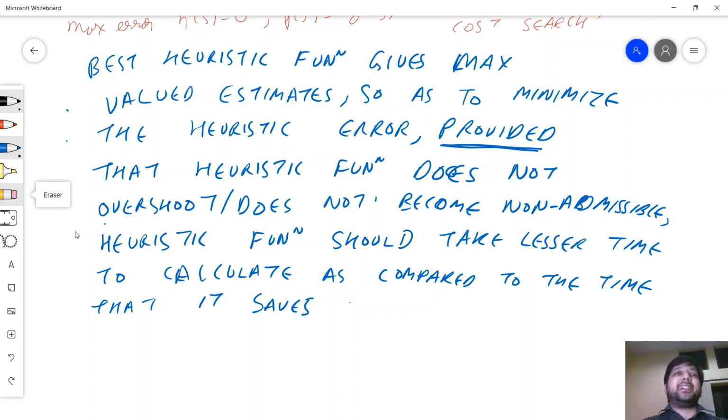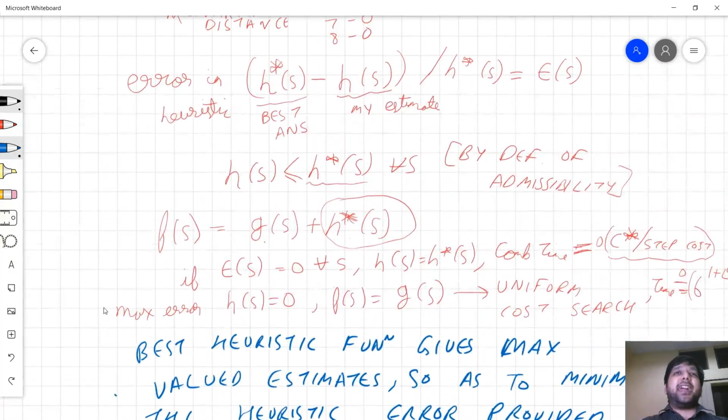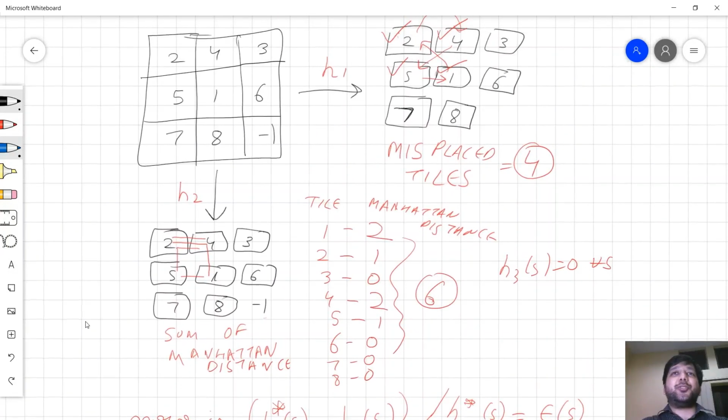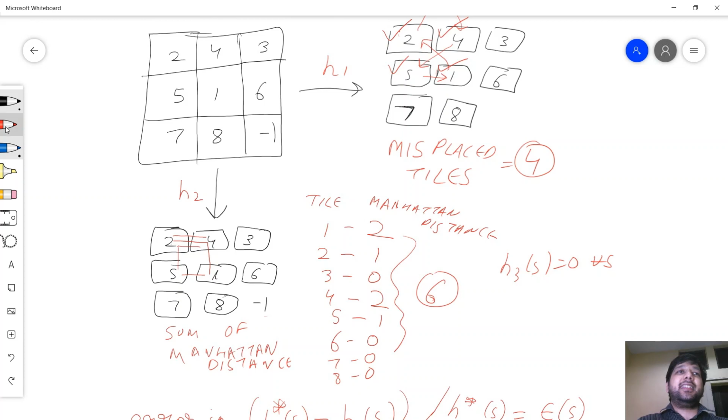The higher the better. Now it's easy when I look at it over here. Which is the best heuristic function, h1, h2 or h3? This is clearly bad because both these give a higher value as compared to this. Manhattan distance will always be greater than misplaced tile, because if the tile is misplaced, you add the Manhattan distance, which is more than 1. So h2 is always better than h1.